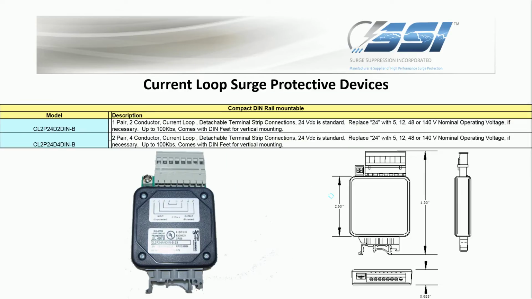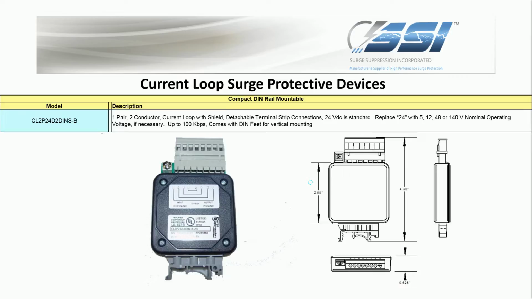The next 2 compact DIN rail mountable SPDs are the same as the previous 2, with the exception that they are rated for a maximum of 5 amps MCOA. This makes them more robust and more suitable for harsh environments. This current loop device is limited to 1 2-wire circuit plus a shield and also has a 5 amp MCOA for a more robust SPD for harsher environments.